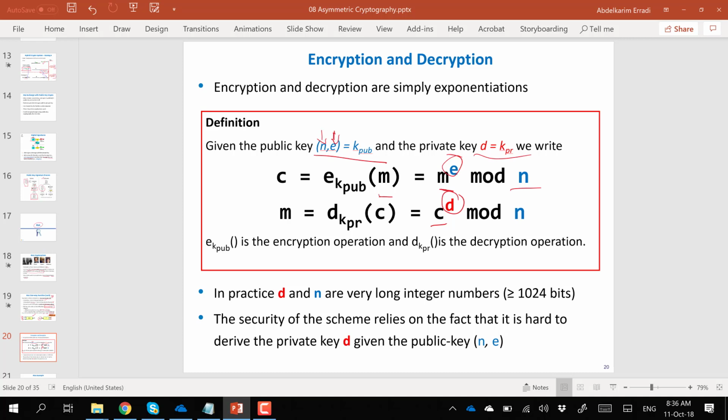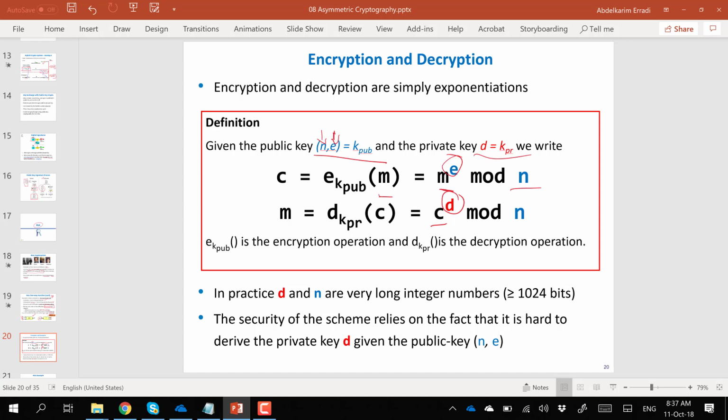Take the plain text, raise it to the power of E, mod N, and that gives you the ciphertext. Take the ciphertext, raise it to the power of D, which is the private key, mod N, and that gives you the plain text. Yeah? N and E are public. Everybody knows them. D is top secret. Only the owner has it.